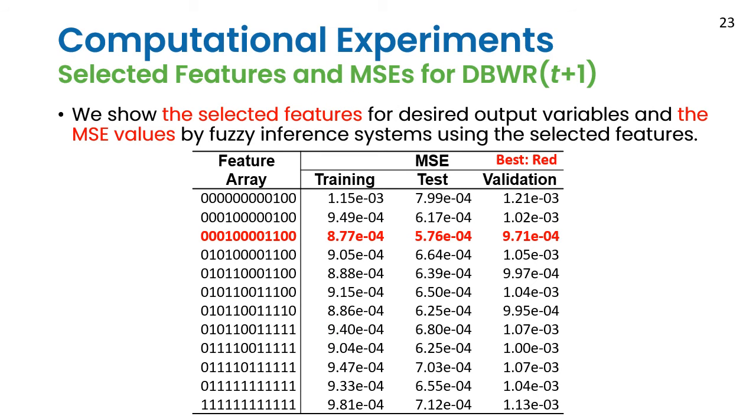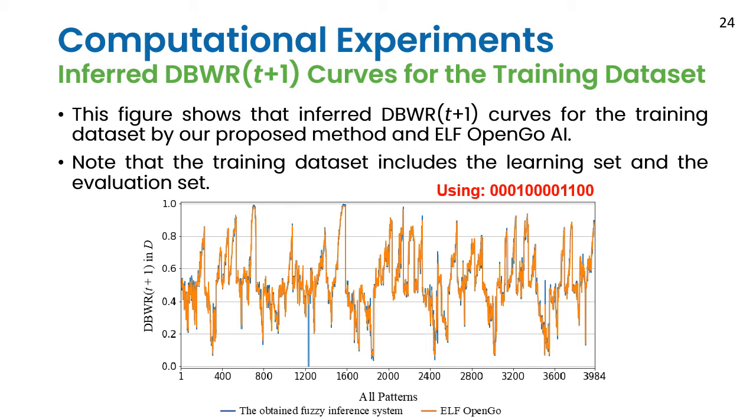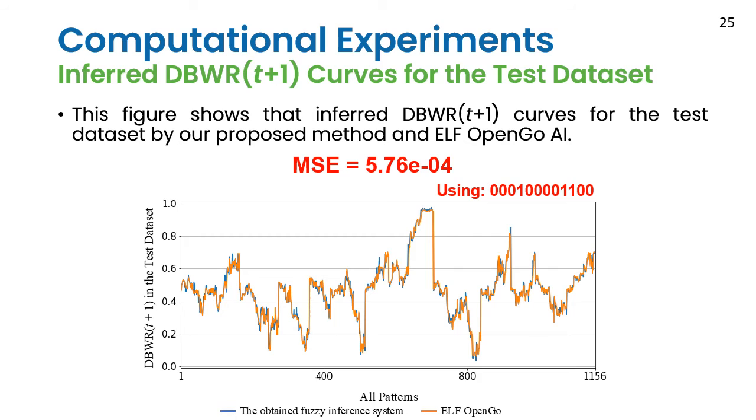This table is the feature selection results for the future dB win rate. According to this table, the best combination of selected features is selected by the validation dataset. This figure shows the inferred future dB win rate curves for the training dataset predicted by our proposed method and ELF OpenGo AI. This figure shows those for the test dataset. For the future dB win rate, our proposed method shows a good prediction ability.